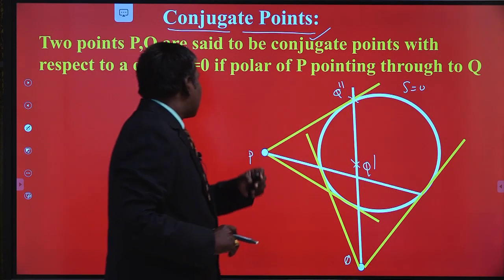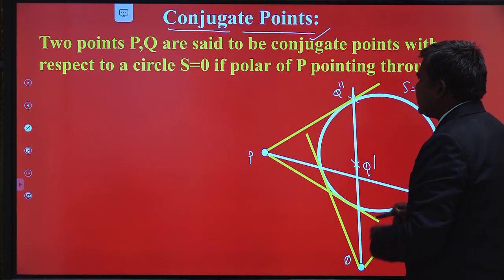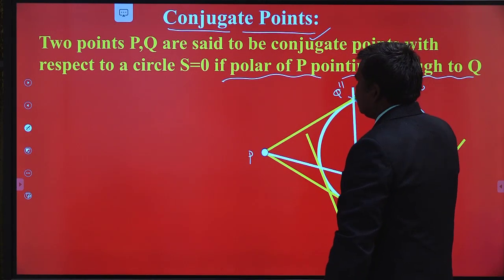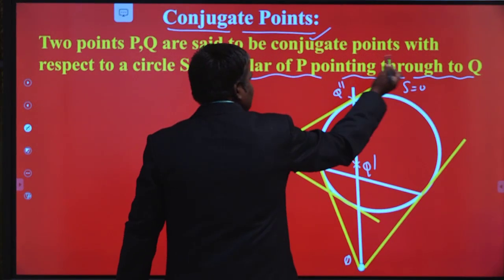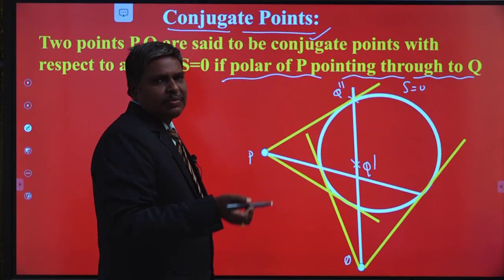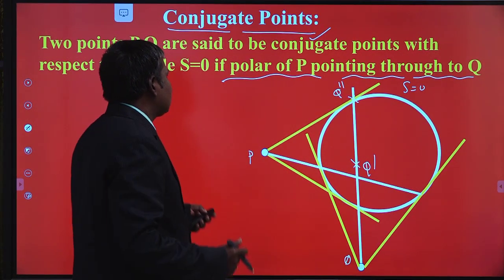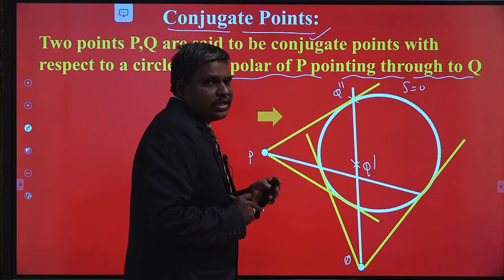So 2 points P comma Q are said to be conjugate points with respect to a circle S equal to 0 if polar of P passing through the point Q, or the polar of Q passing through the point P, then at the same time we say that the 2 points P comma Q are conjugate points with respect to the circle. This is the corresponding diagram to this definition.